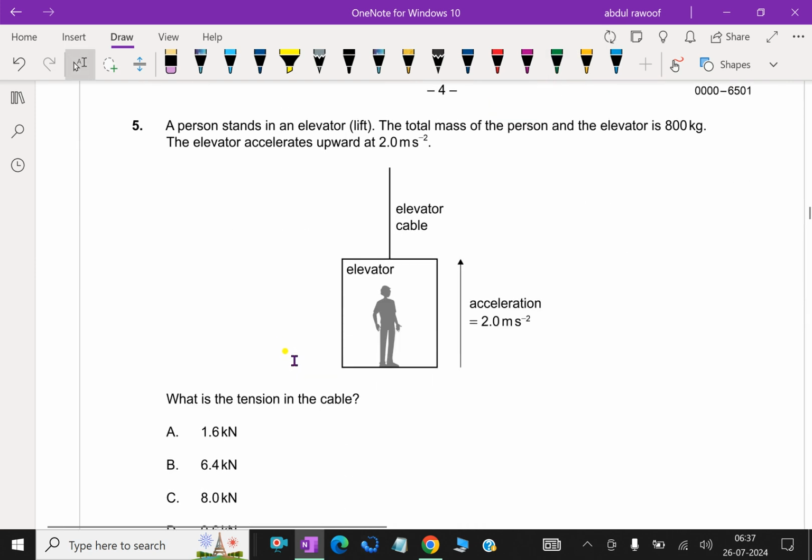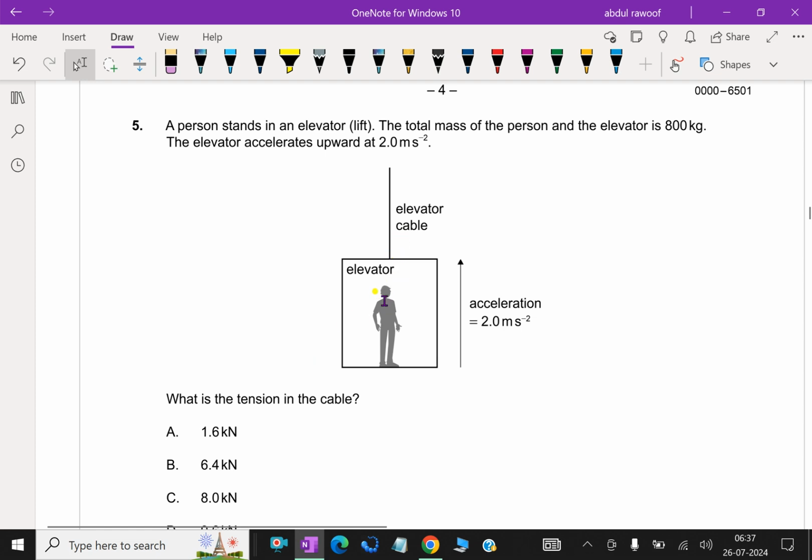Next question. A person stands in an elevator, that is lift. The total mass of the person and the elevator is 800 kg. The elevator accelerates upward at 2 meter per second square. Then what is the tension in the rope?